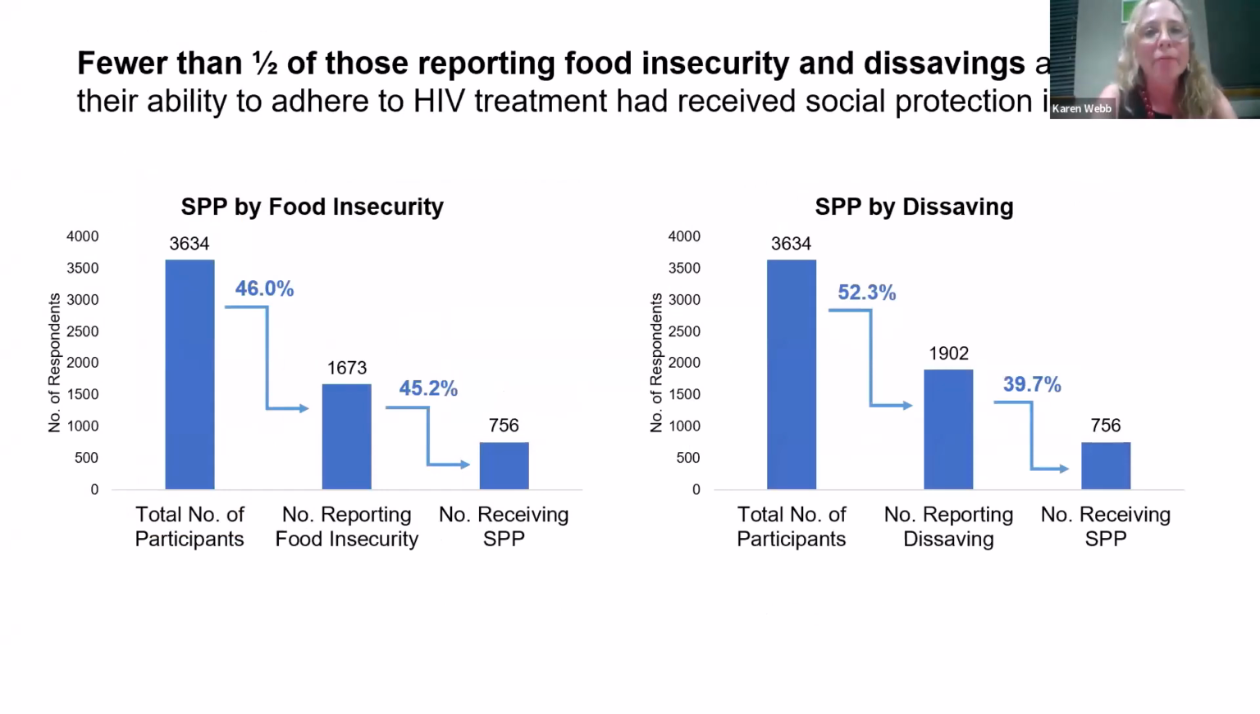However, fewer than half of those reporting food insecurity or savings needs indicated that they had ever received access to social protection programs. So we can see for social protection access by food insecurity, amongst 1,673 individuals who reported being food insecure, only 45% had ever accessed any form of social protection programs. And then for savings, amongst 1,902 individuals who reported savings needs, fewer than 40% had ever accessed social protection services.